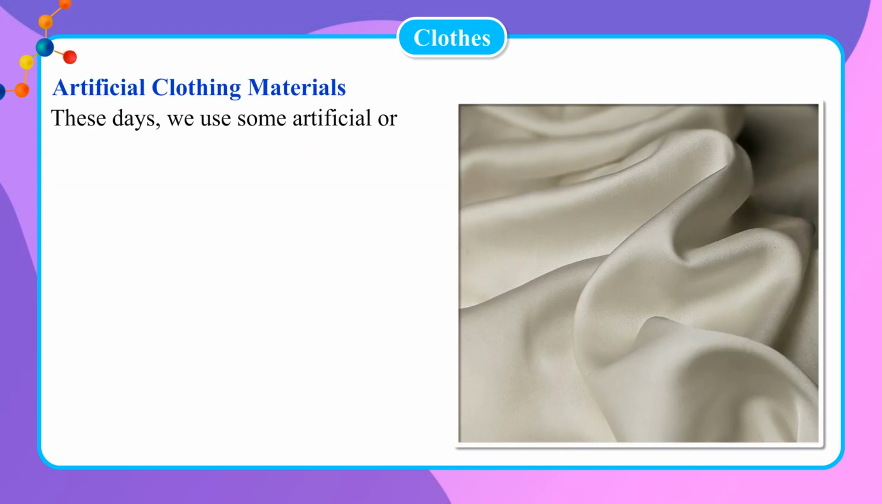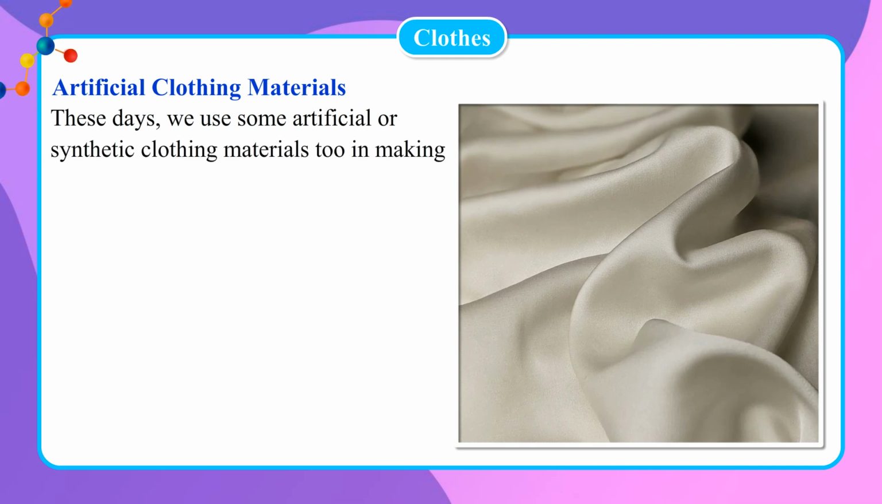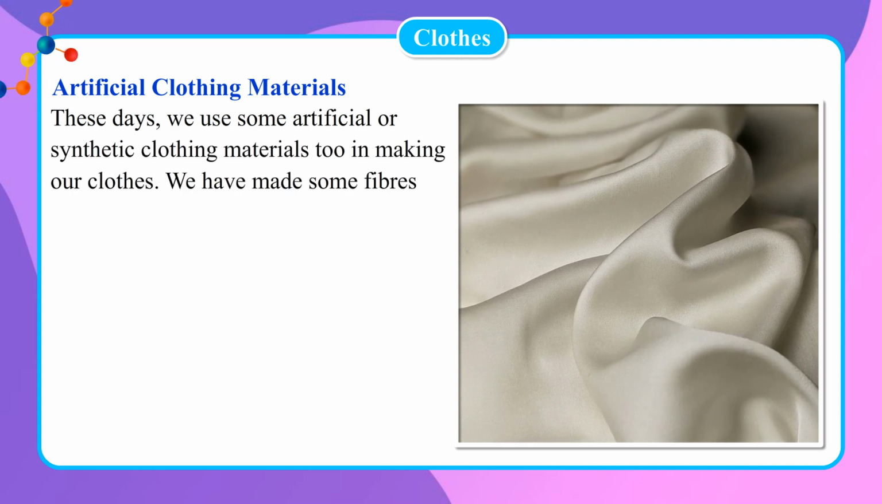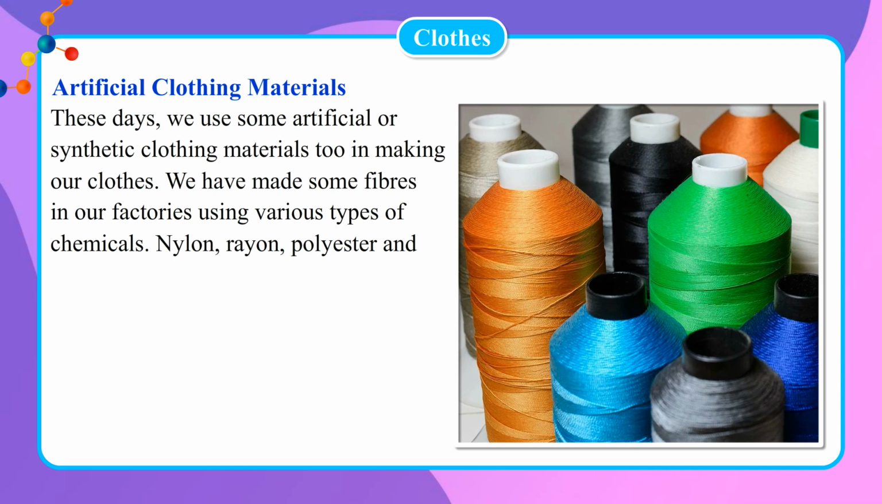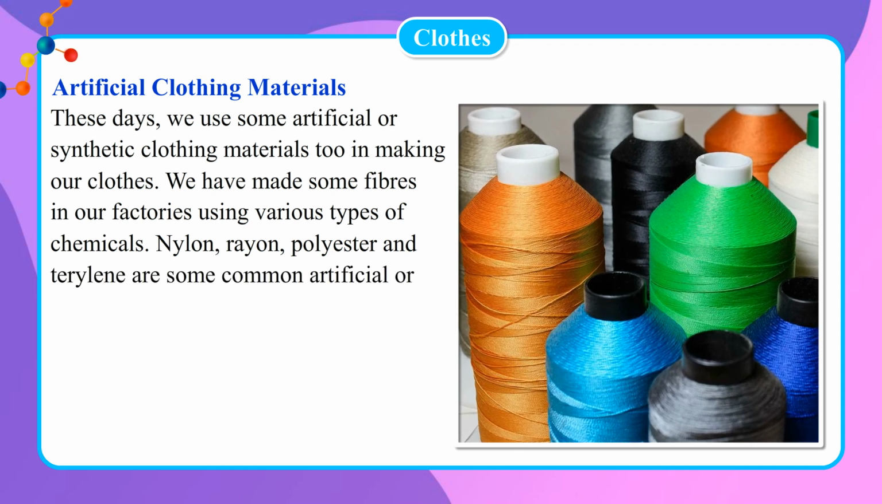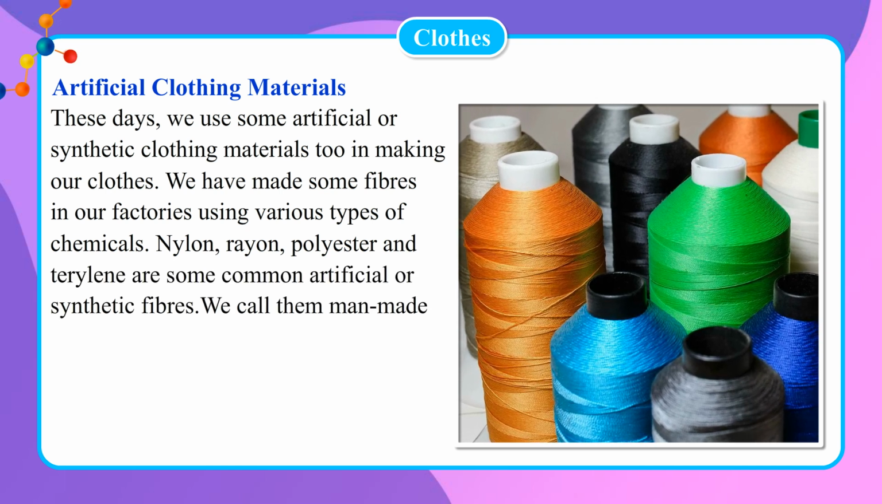Artificial clothing materials. These days, we use some artificial or synthetic clothing materials in making our clothes. We have made some fibers in our factories using various types of chemicals. Nylon, rayon, polyester and terylene are some common artificial or synthetic fibers.